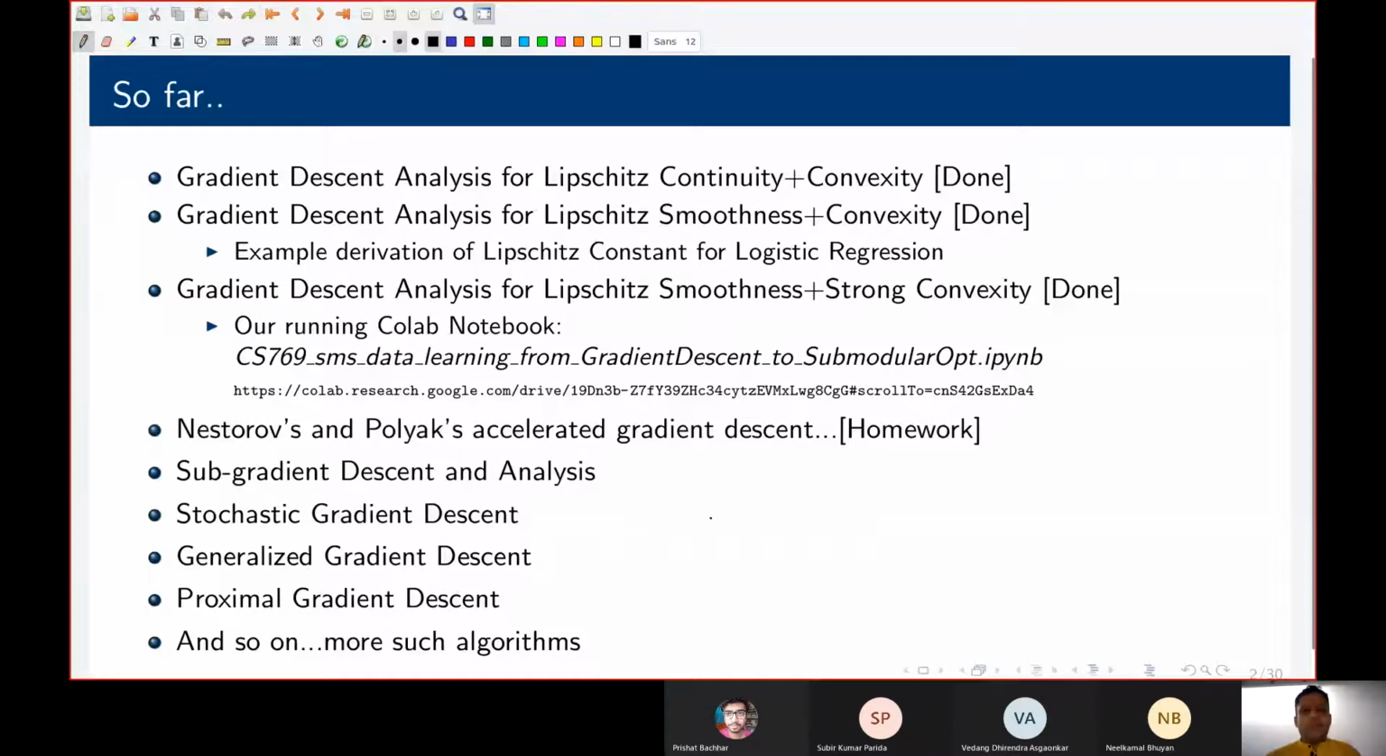So we were at this point on Thursday where we discussed Nesterov and Polyak's accelerated gradient descent. And as a homework, I had given some food for thought. What would be that gap bridging, right, through Nesterov descent for the Lipschitz continuity case?